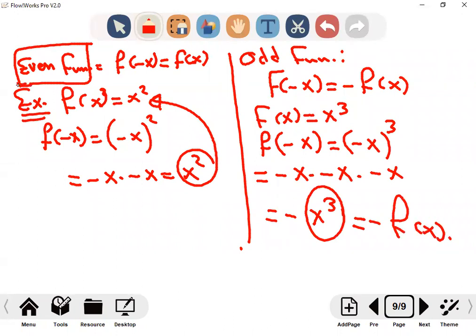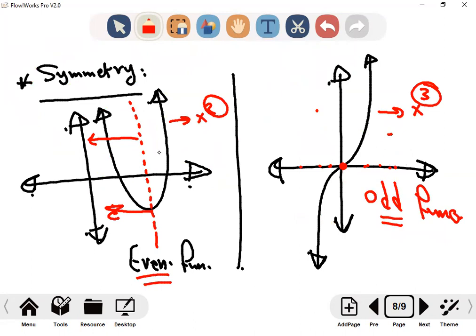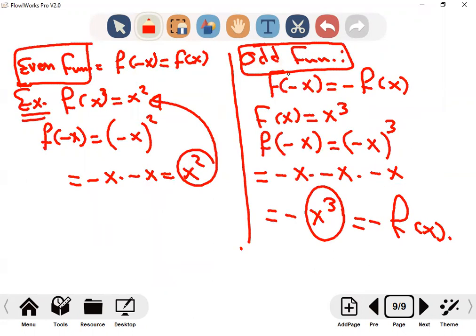So, even or odd, you can know it in two ways. Either by graphing: even has line of symmetry with respect to the y-axis, or odd has point of symmetry with respect to the origin. Or by using these two formulas: if f of negative x equals f of x, then it's even. If f of negative x equals negative f of x, these are different, then it is odd.